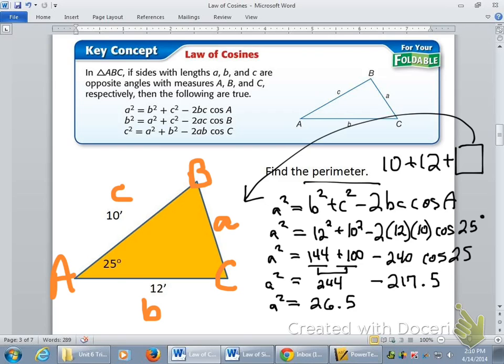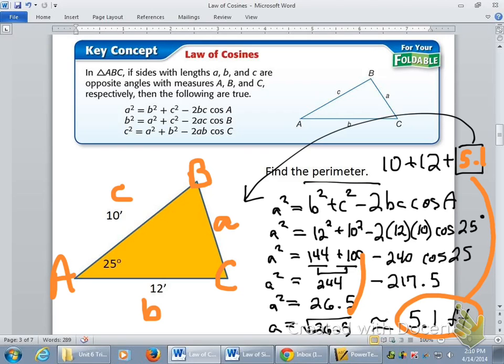Okay. So 26.5, and then of course to get a, you're going to square root that 26.5, and that's approximately 5.1. So, of course, to answer the actual problem, I would take that 5.1 and plug it in up here. And my perimeter would be 27.1. Okay, I'm not really worried about the perimeter as much as I am about using the law of cosines.